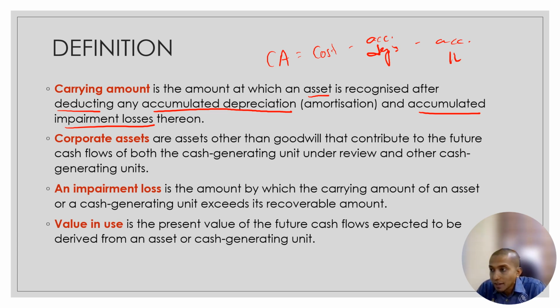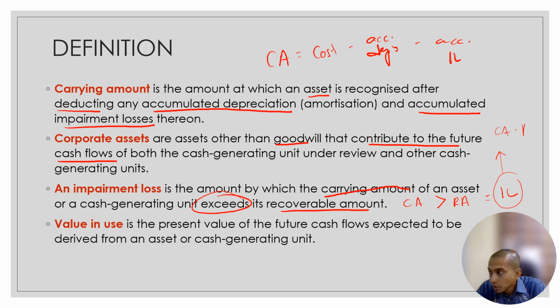Corporate assets are assets other than goodwill that contribute to the future cash flow of both the cash generating unit under review and other cash generating units. So what is impairment loss? Impairment loss is the amount by which the carrying amount of an asset or cash generating unit exceeds its recoverable amount. In other words, if the carrying amount is more than the recoverable amount, there will be an impairment loss. How much is the impairment loss? We do carrying amount less recoverable amount, and we get the impairment loss.